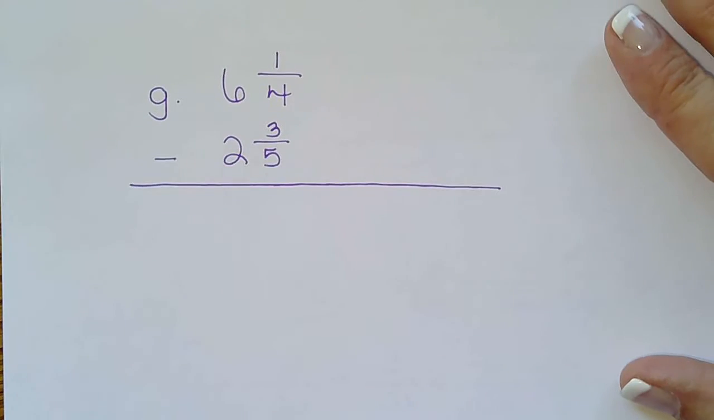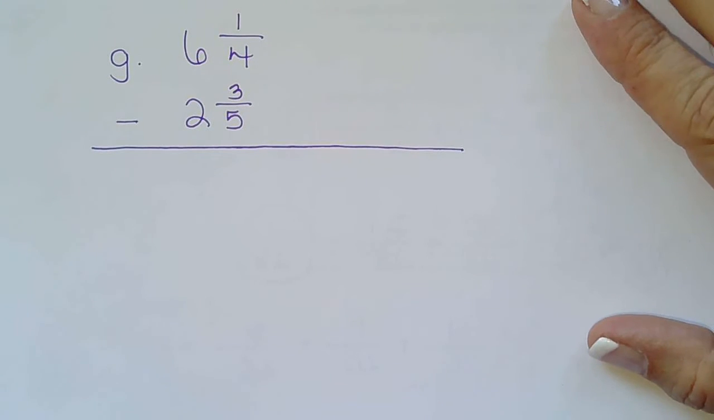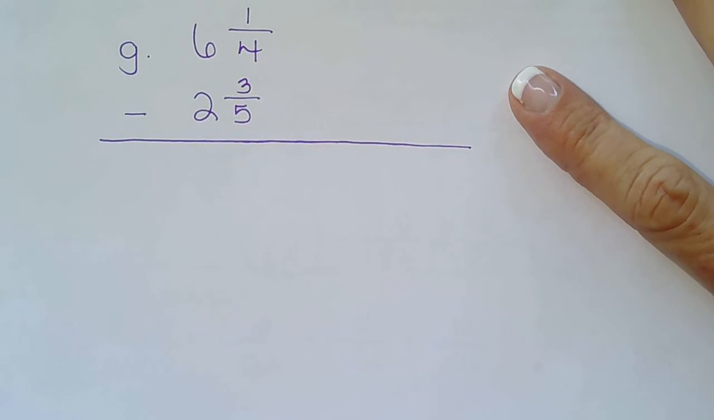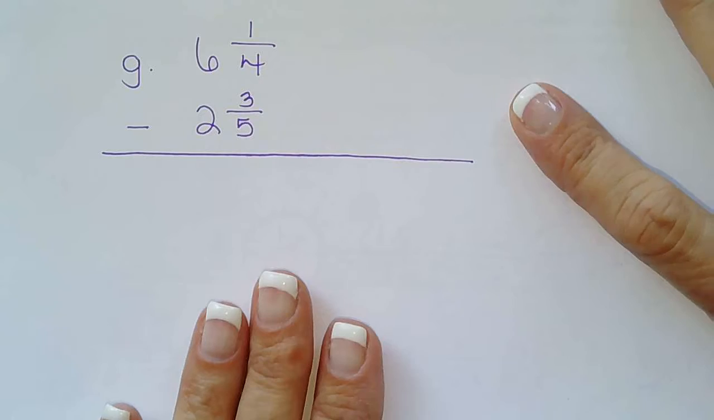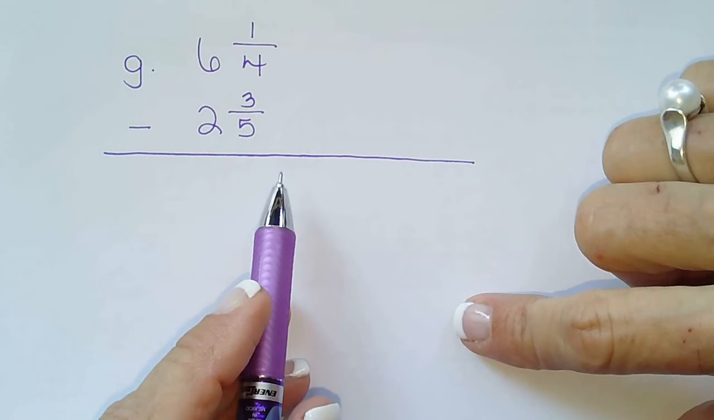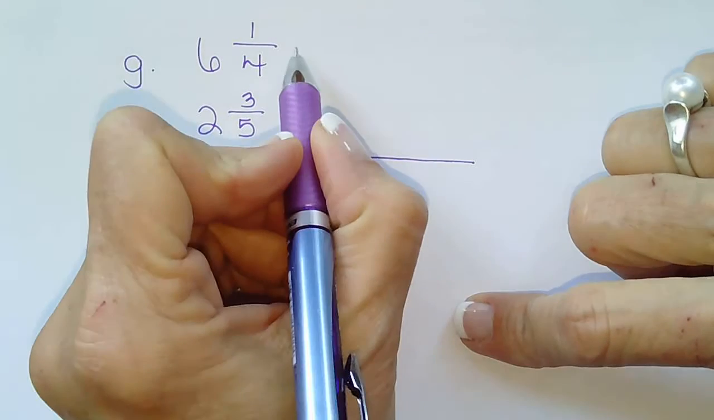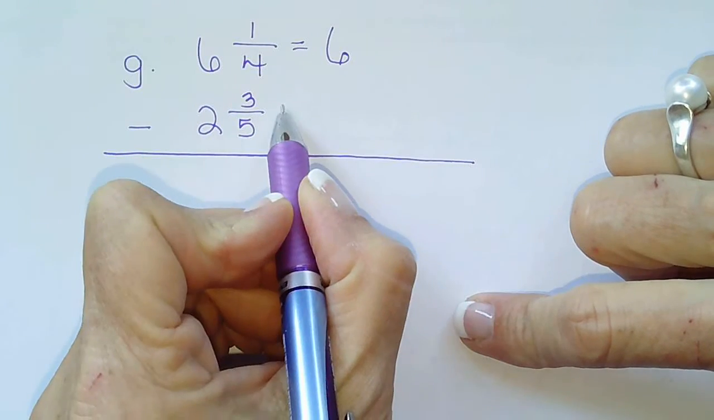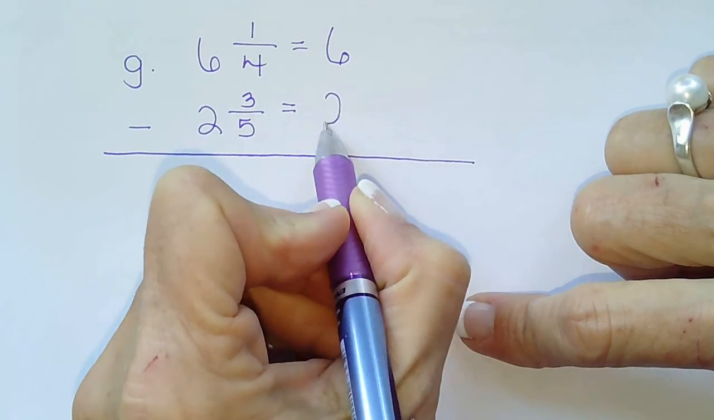Okay, so the reason I wrote it like this is because I can already tell by looking at it, it's going to be a borrowing problem. And whenever it's borrowing, it's a lot easier if you write it in the vertical format instead of horizontal. So we have 6 and we have 2.